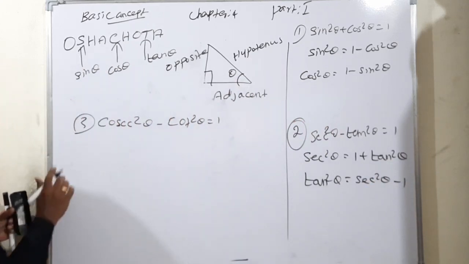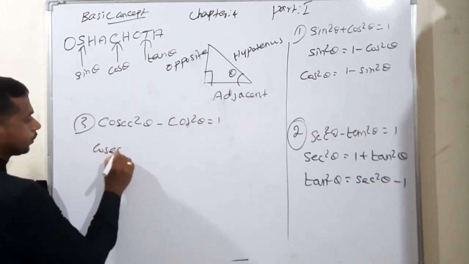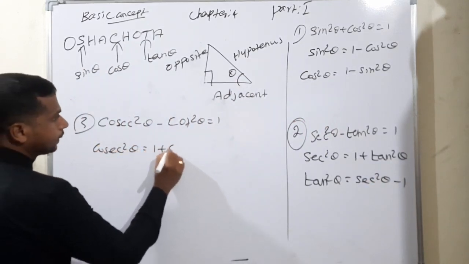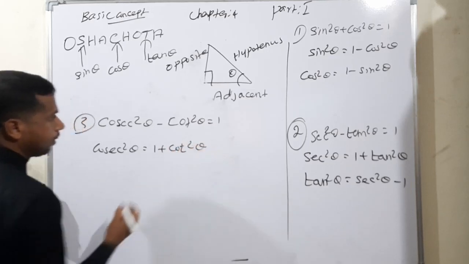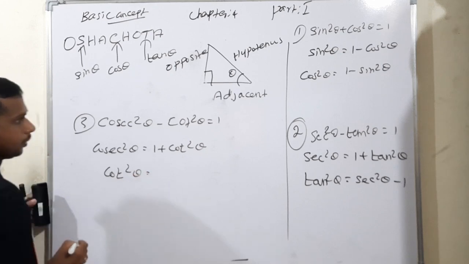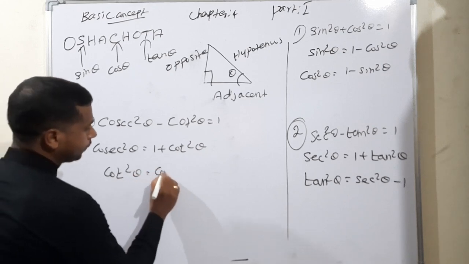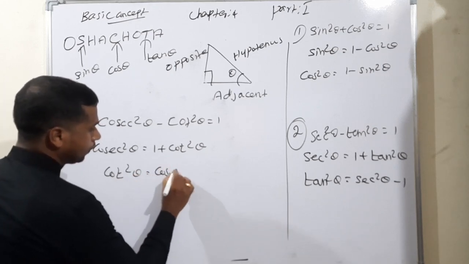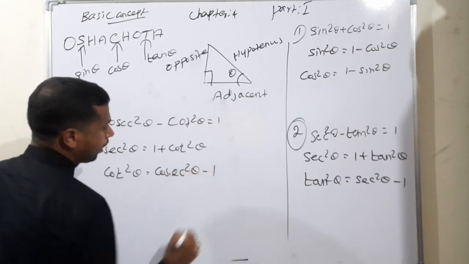From the third one, what is the value of cosecant square theta? 1 plus cot square theta. Then what is the value of cot square theta? Cosecant square theta minus 1.